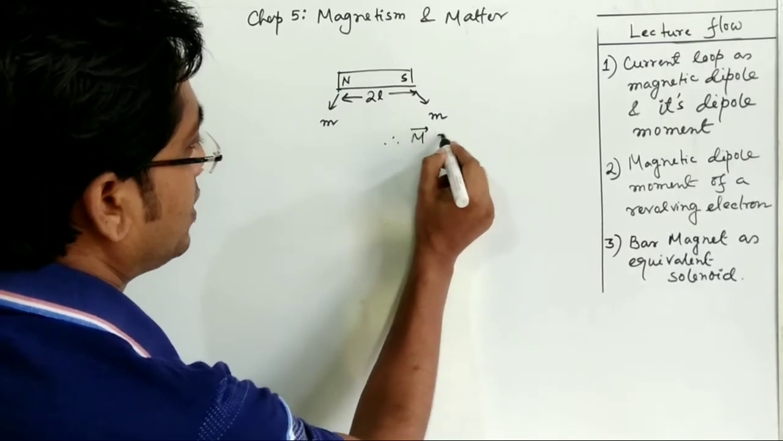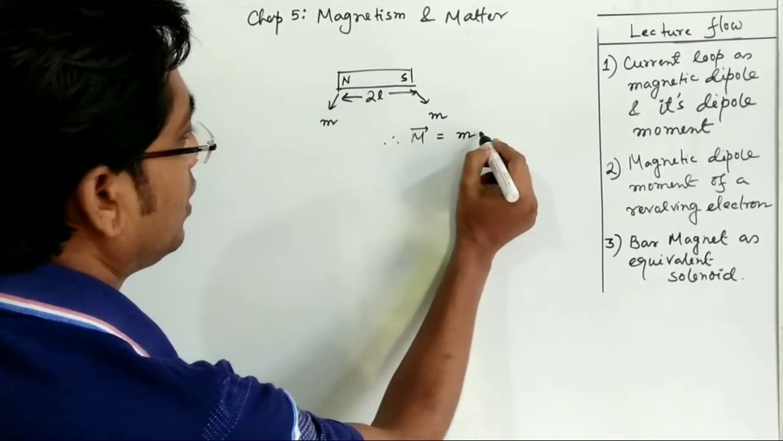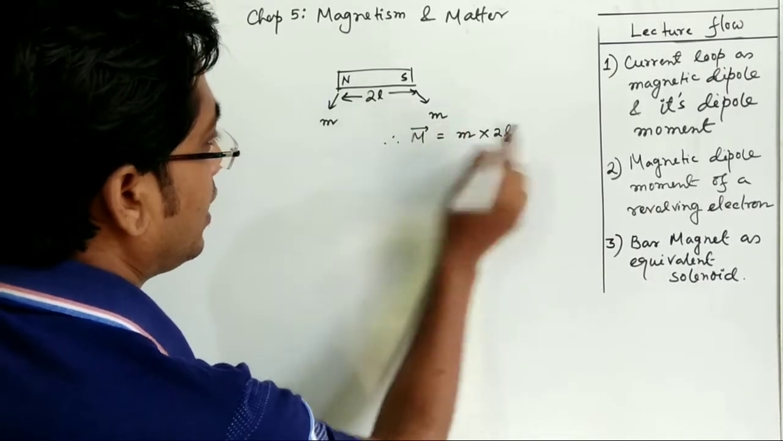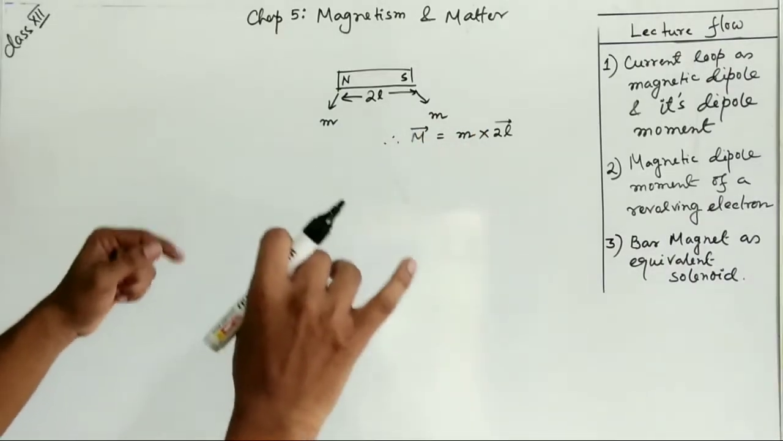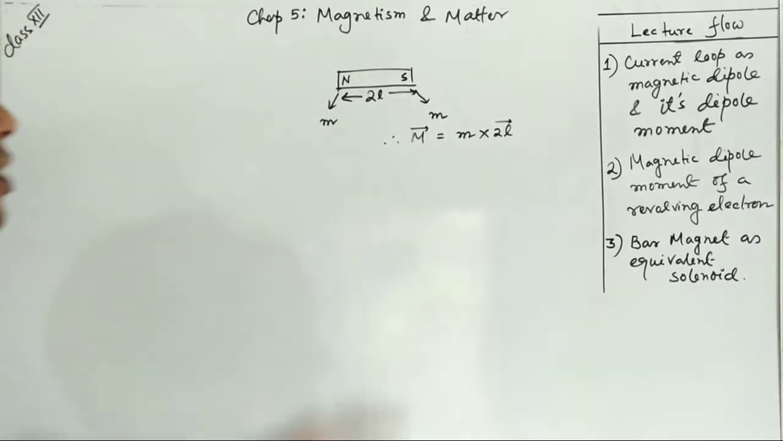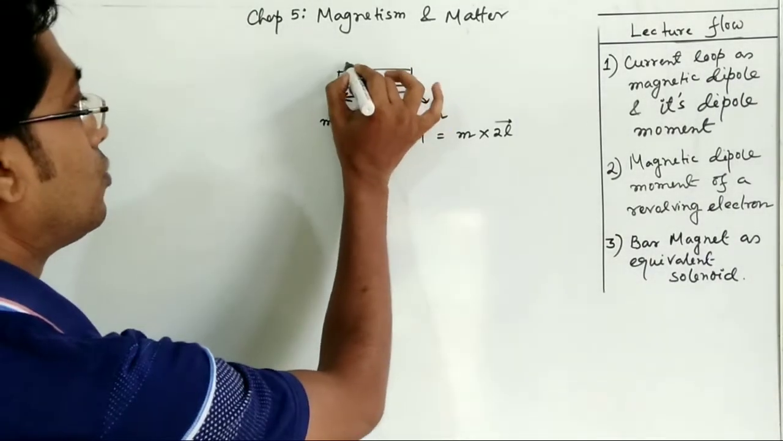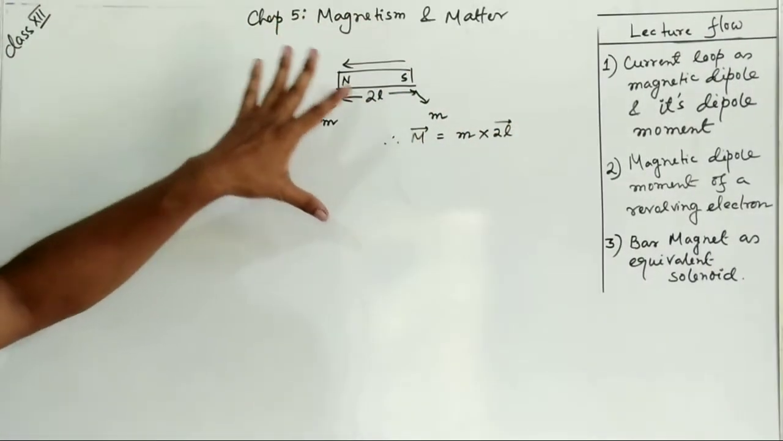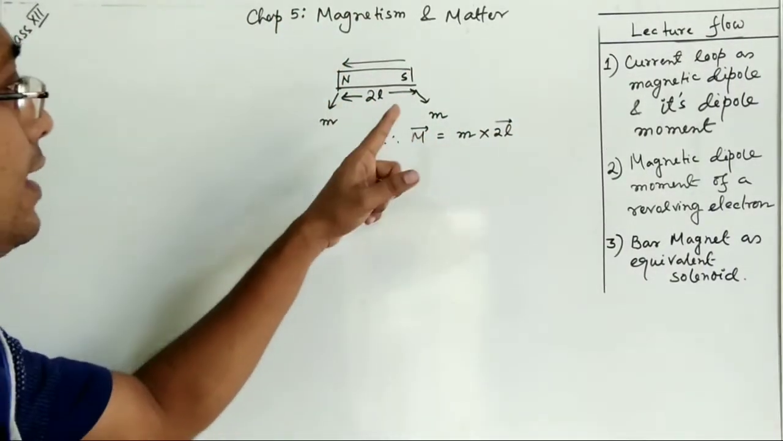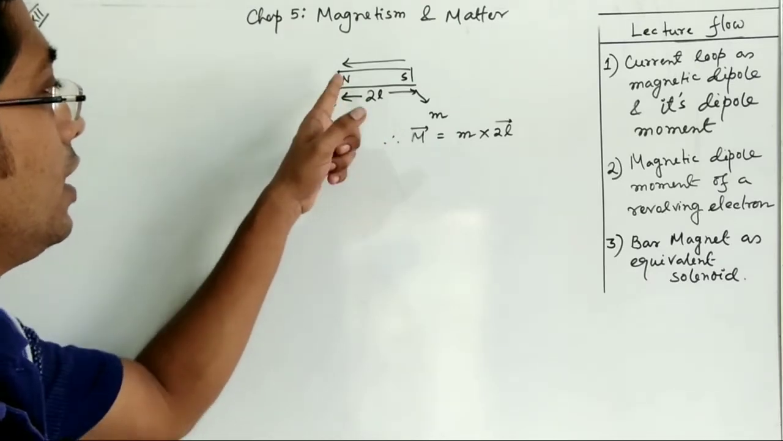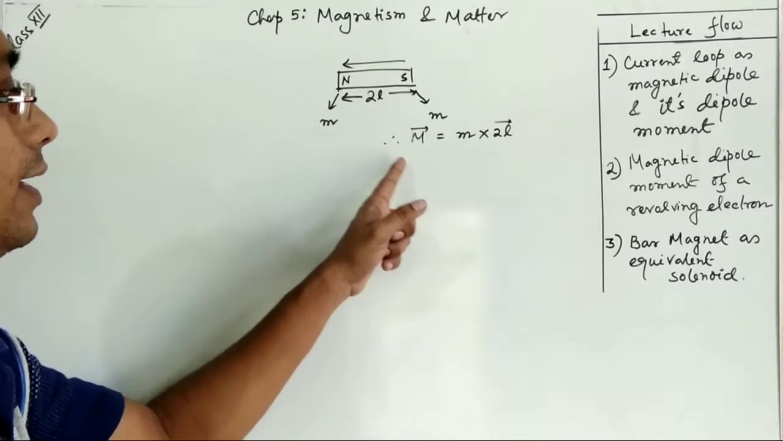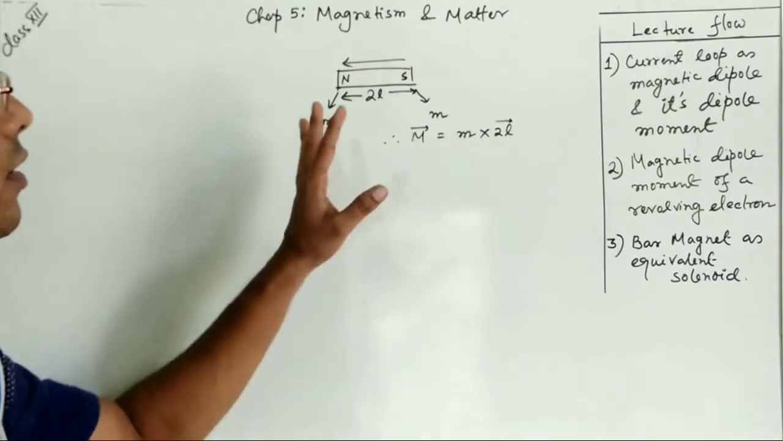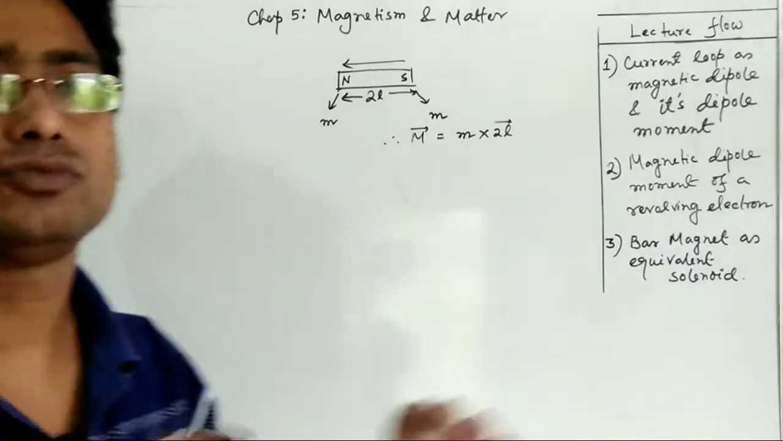That is M is equal to m, the pole strength, into the distance between the two poles, that is 2l. So it is M equals m into 2l. The direction of the magnetic dipole moment here is always from south to north. South to north. Okay. So it actually resembles the electric dipole moment. In the electric dipole moment, instead of pole strength, it was q into 2l. That is, the electric dipole moment was p equals q into 2l. And at that time, the direction of the electric dipole moment was from negative to positive.